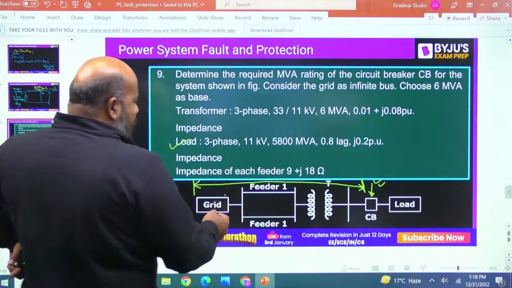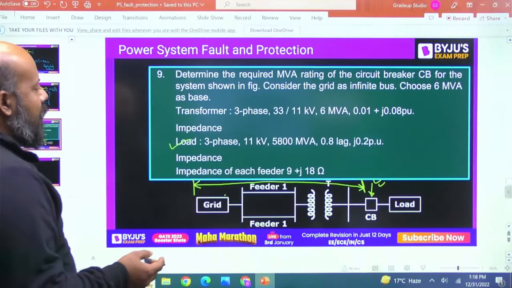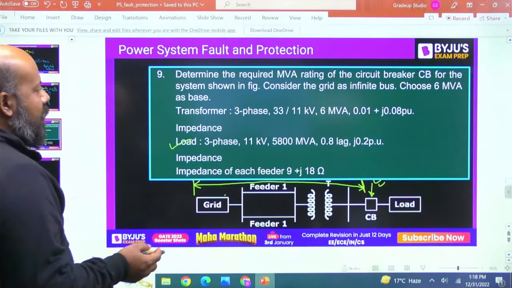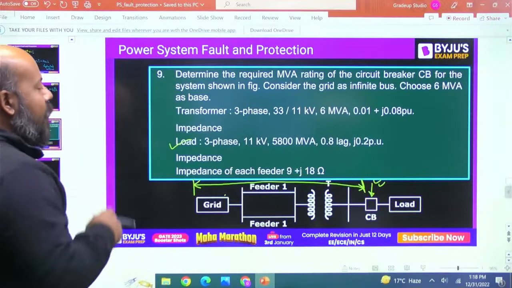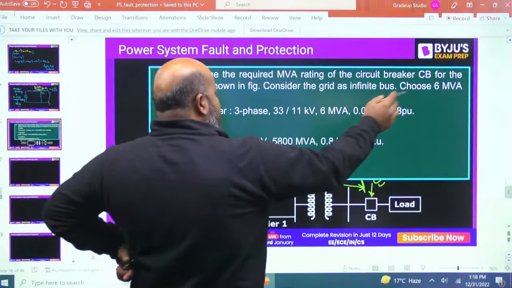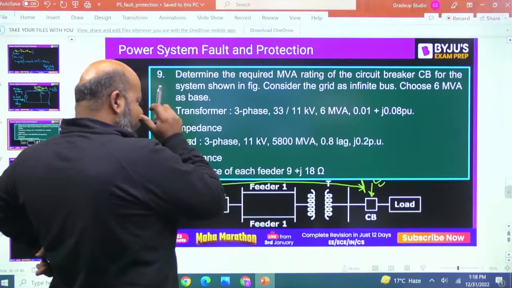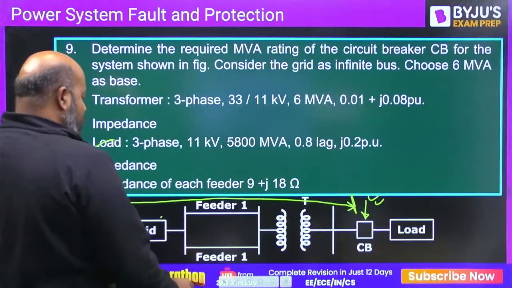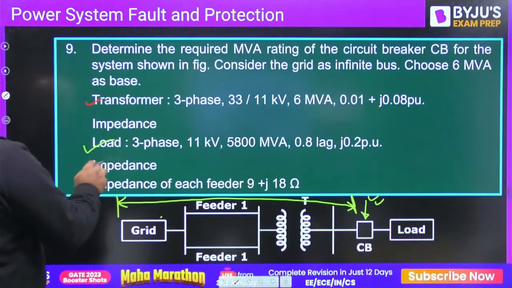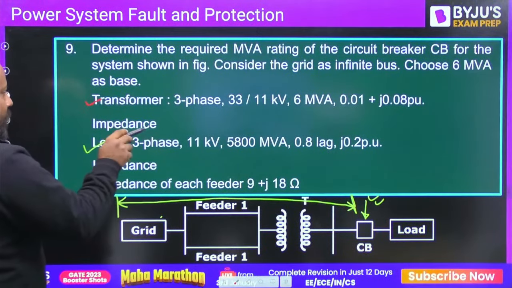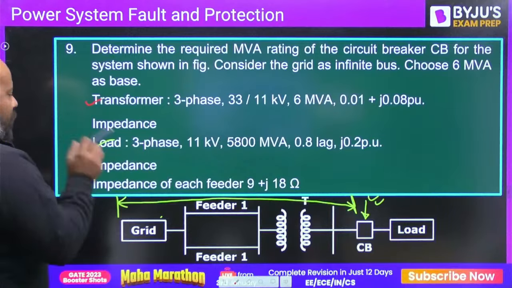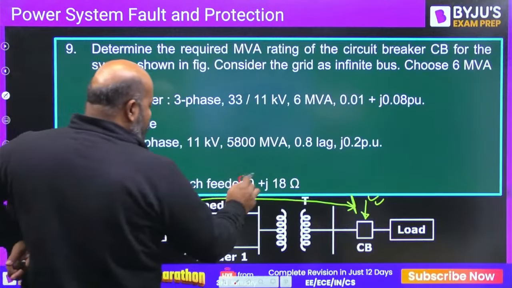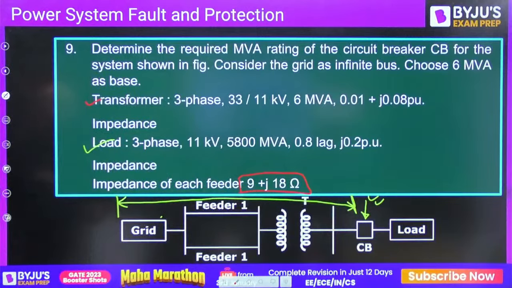Suppose first we have to check in terms of the per unit impedance, what is given, it is correct or not. So, base he is asking to choose as 6 MVA. So, 6 MVA is okay for the transformer, but for the load, it has to be changed. And impedance of each feeder is given in terms of actual values. So, let us see how we are going to do it.